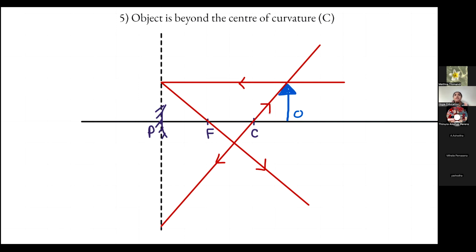Okay. And we know the image is formed where the two reflected light rays meet. Let's look at the two reflected light rays. One is this, a light ray that hit the mirror and reflected. The other one is this. So where do they meet? They meet here. So this is where our image is formed.